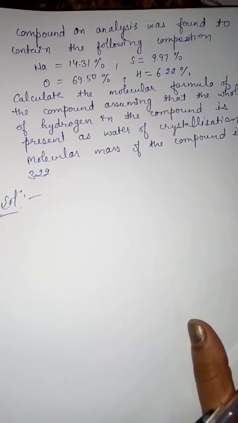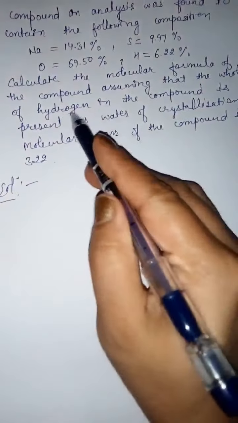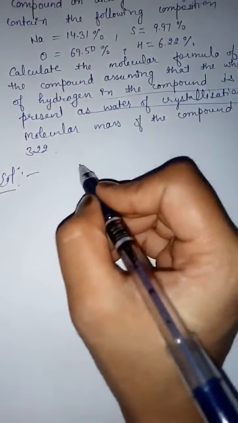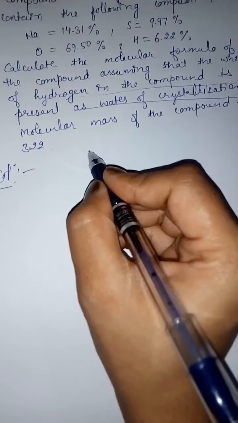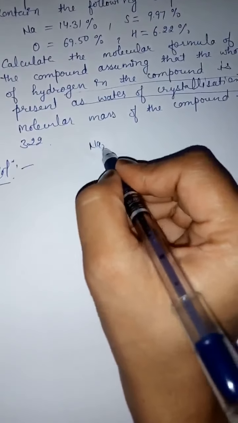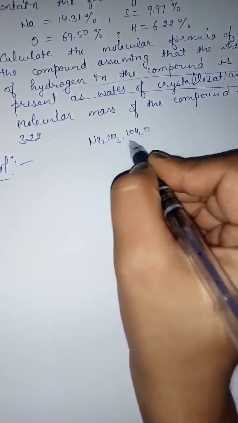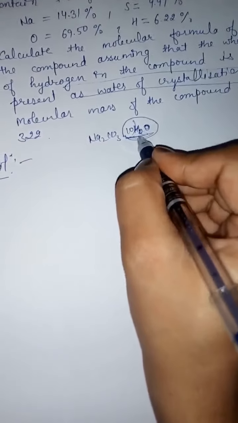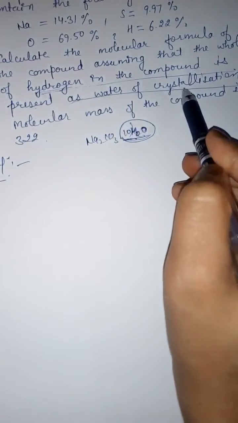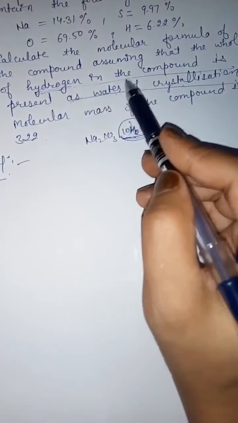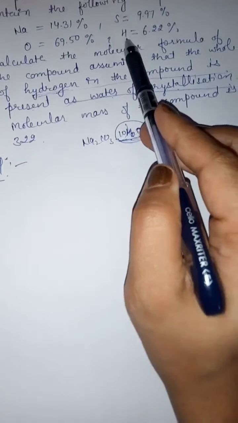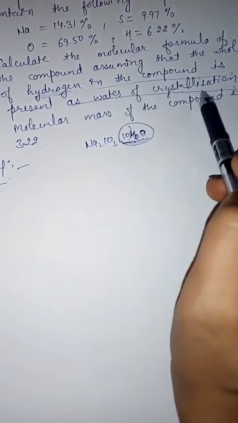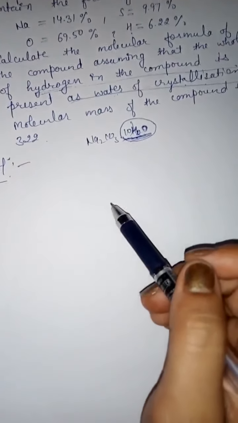Now what is the meaning of this line? The whole hydrogen is present as water of crystallization. You have studied washing soda, that is Na2CO3·10H2O. It contains 10 water molecules. These water molecules are known as water of crystallization. The meaning of this line is that all the hydrogen that will exist in this compound will exist as water of crystallization in this form.